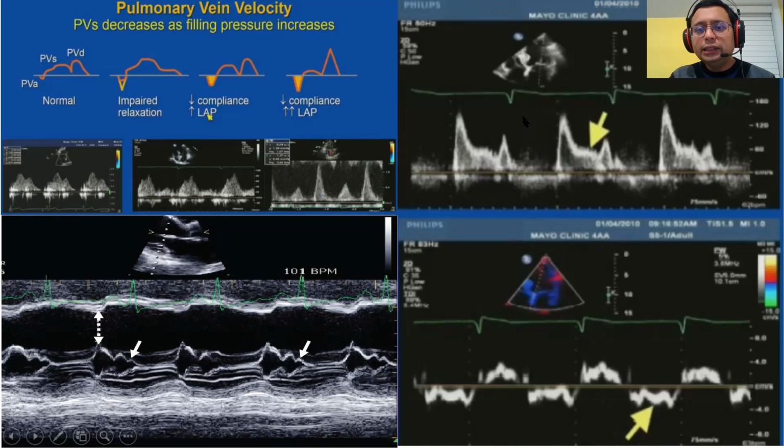You not only see the L wave in this mitral inflow, you can also see the L wave in your tissue Doppler. You can see that this is E prime, that is A prime, and that is the L wave here. So this is the L wave.